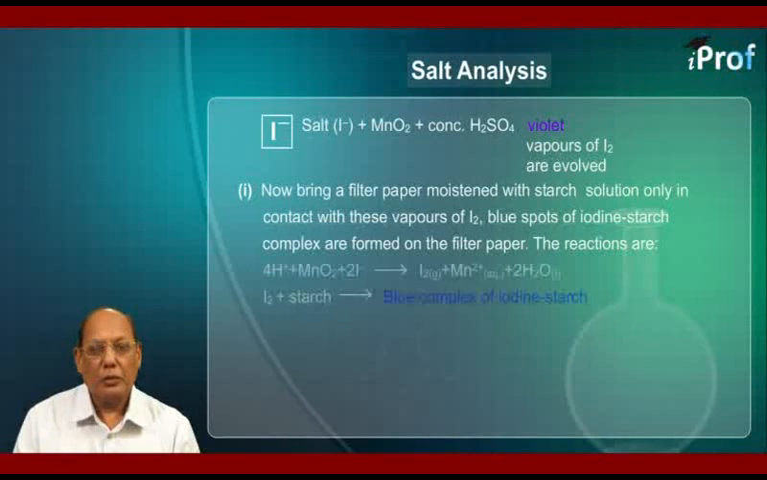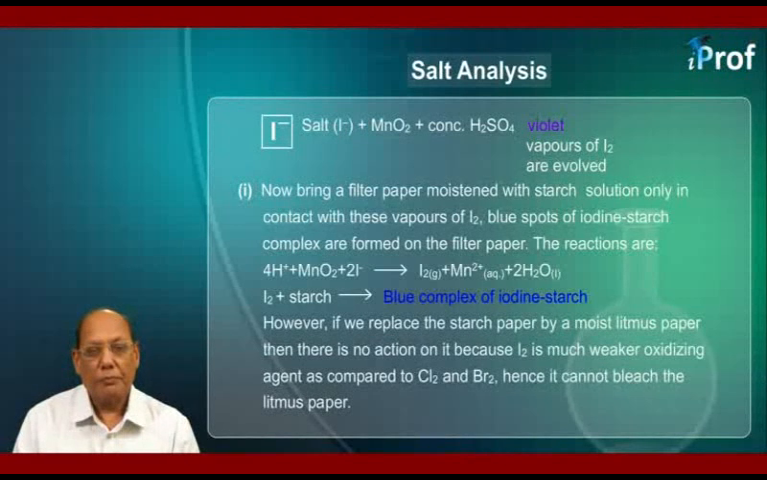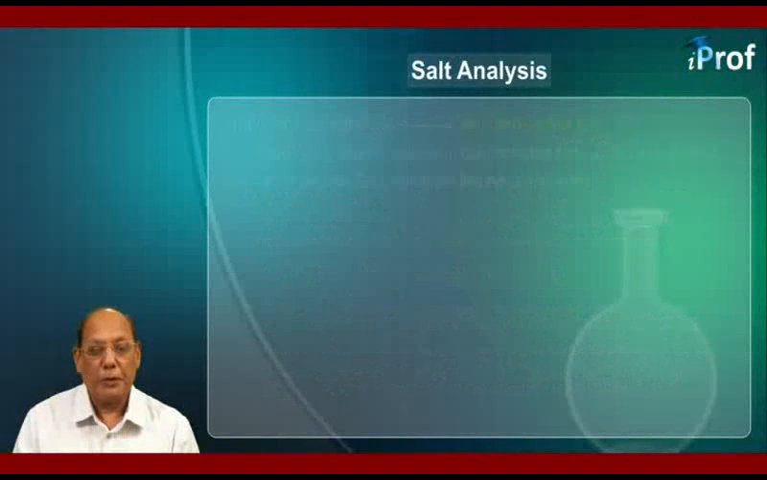The reactions are 4H+ plus MnO2 plus 2I-. On heating we get iodine gas plus Mn2+ aqueous plus 2H2O liquid. Then iodine plus starch, we get blue complex, iodine starch complex. However, if we replace the starch paper by a moist litmus paper, then there is no action on it because I2 is much weaker oxidizing agent as compared to Cl2 and Br2. Hence, it cannot bleach the litmus paper.